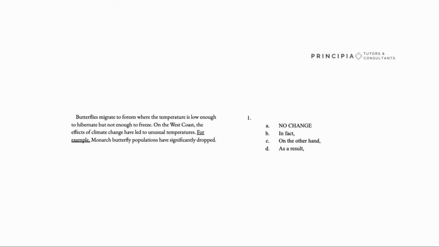Our question asks, butterflies migrate to forests where the temperature is low enough to hibernate but not enough to freeze. On the West Coast, the effects of climate change have led to unusual temperatures. For example, monarch butterfly populations have significantly dropped. Our answer choices are no change, in fact, on the other hand, and as a result. For example is our transition word between two sentences. First, let's go ahead and cross out that word.